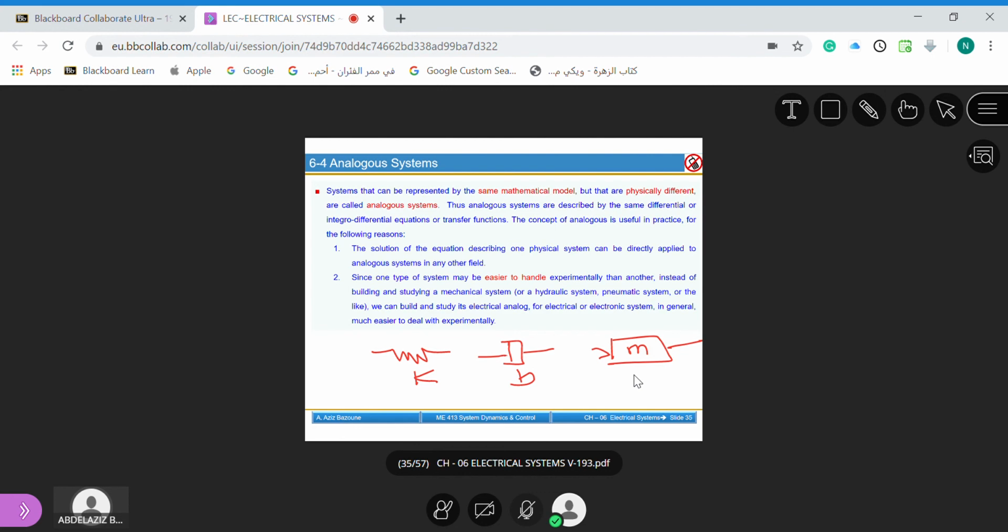Electrical elements, as you have seen, are just circuits. And if you buy a resistor or a capacitor, it's about 2 grams or 3 grams, 5 grams maximum. So it's better than handling 100 kilograms here, or 20 kilograms here, or 50 kilograms here. So since it's very easy to handle, we do an equivalent analogous system.